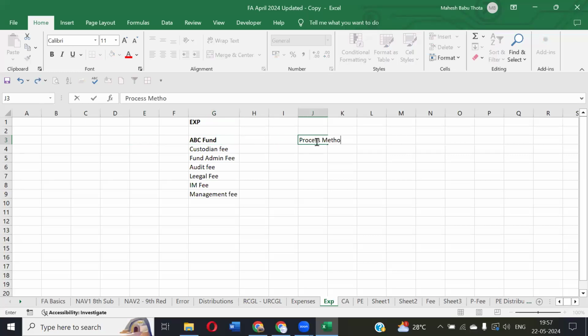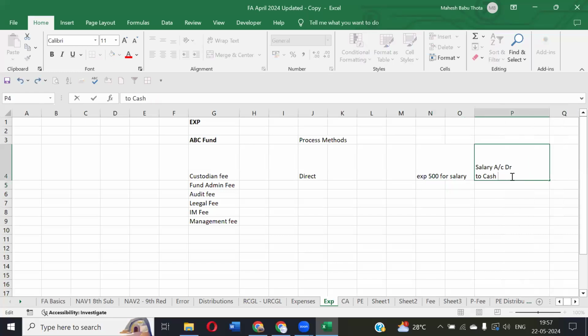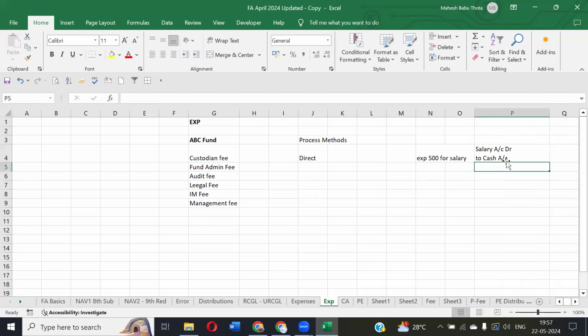Process methods. So we have a direct method. What is direct method? Suppose I have spent some expenditure, 500 rupees for salaries. Directly, if I write this entry like this, salary account, debit to cash account, this is called direct posting. Direct entry means without creating any accrual.